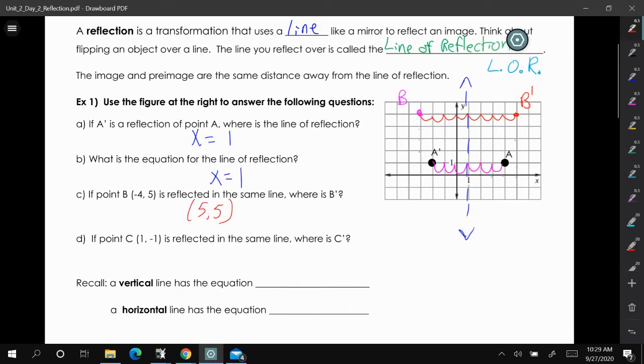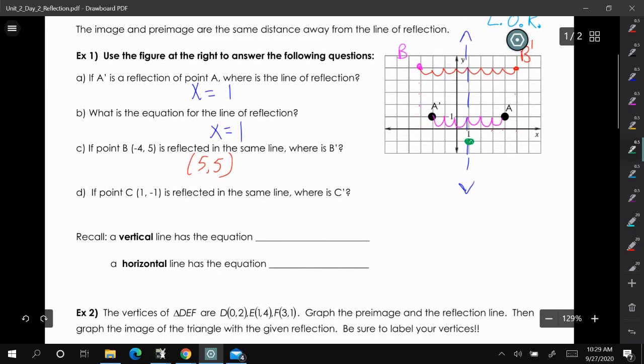And if we have point C at 1 comma negative 1, that is right on the line of reflection. So if we were to reflect that, it would stay in the same spot. 1 comma negative 1. The point stays there. So this was point C, and it is also C prime because our point is on that line of reflection.